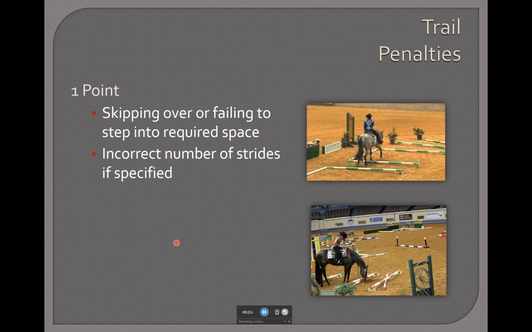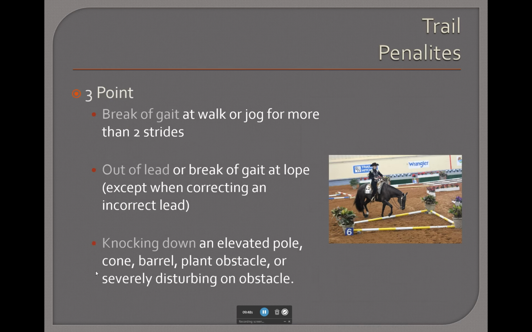Incorrect number of strides if specified. So we do have certain patterns that they'll say this is so many feet or this is so many strides. And so if that horse comes through here and does that incorrectly, adds an additional stride or adds an additional step or takes one out, then that's going to be a 1-point penalty. Sometimes they're specified and sometimes they're not, and you'll get with the course designer to make sure that you understand what has been told to the exhibitors.